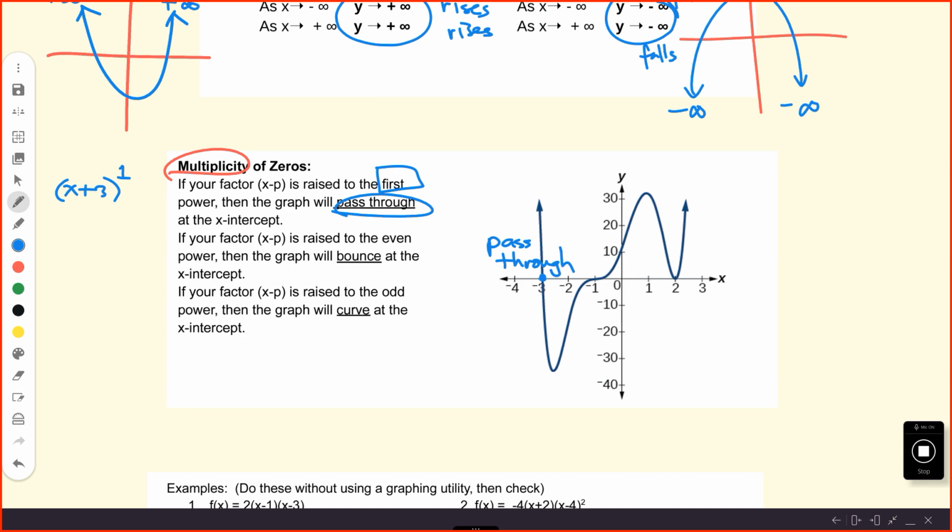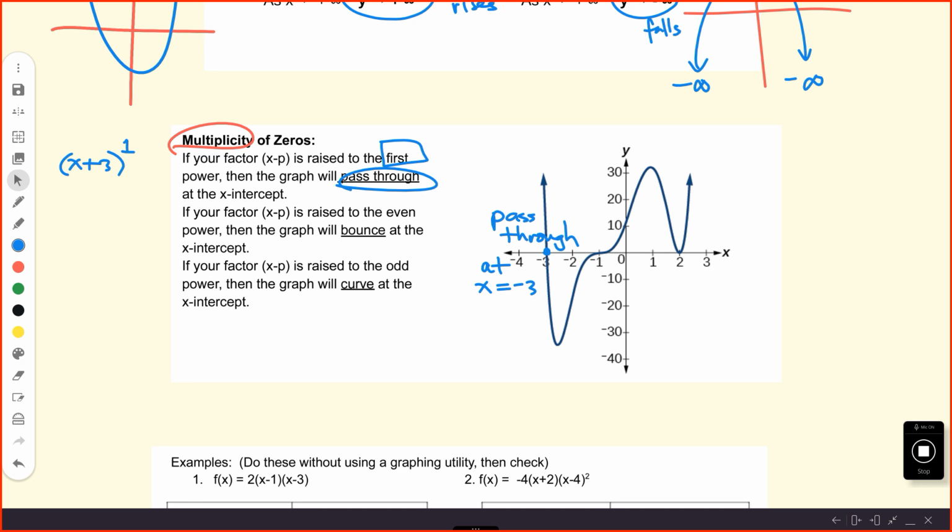But you have to specify at what point the graph passes through, at x equals negative 3. So this is the zero format, or the solution. That's how you write it, as a solution or zero. And this is the factor format. Later on we're given a polynomial in the factored form, so we should know how to convert a factor to a zero or to a solution.